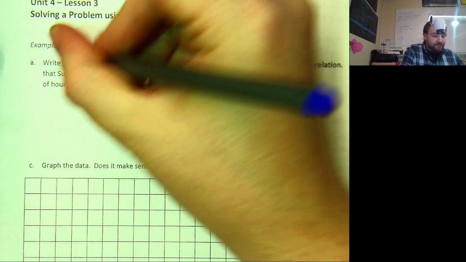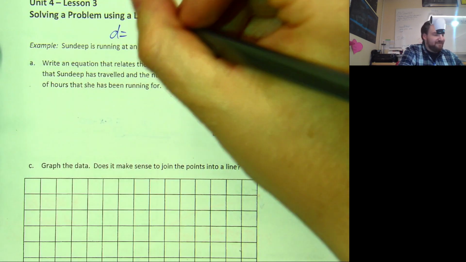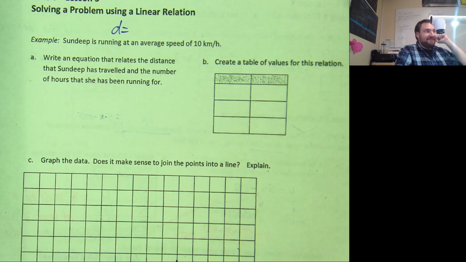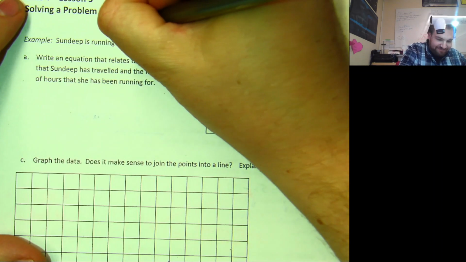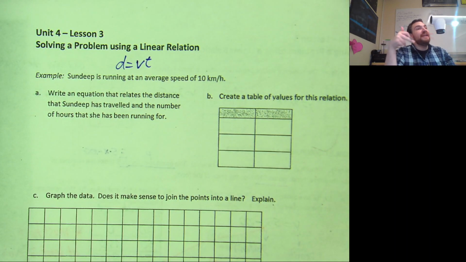Distance equals... Shyla? D equals? What's the equation? The V and the T. In this case, it's D equals V times T. If I know the V, is this a linear equation? What's the exponent on the D and the T? 1. So is it linear?